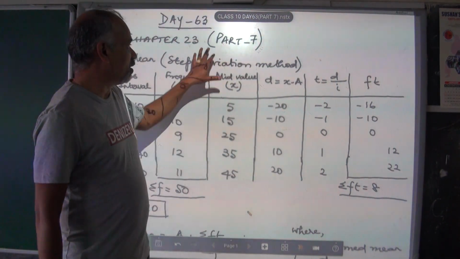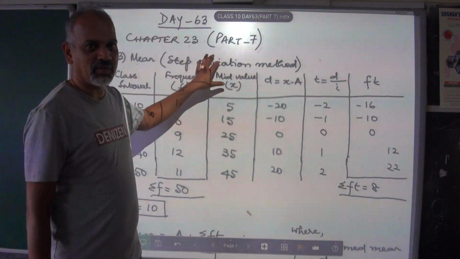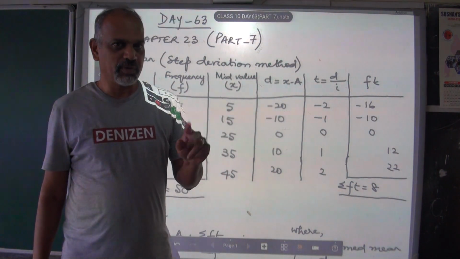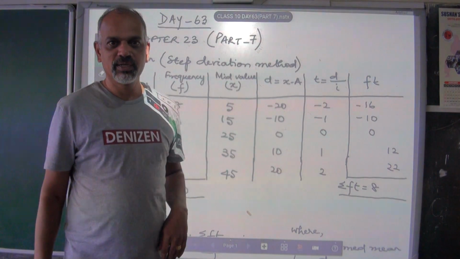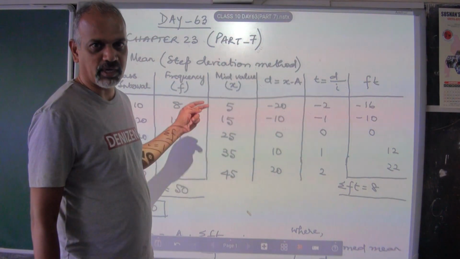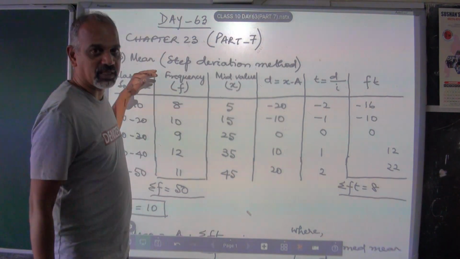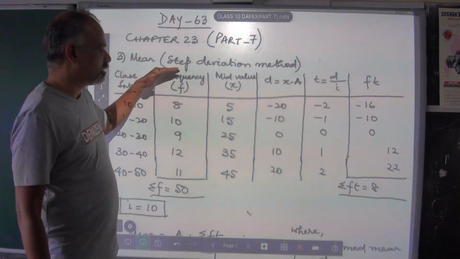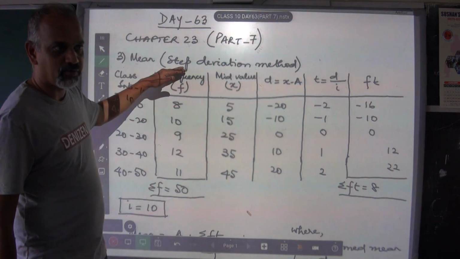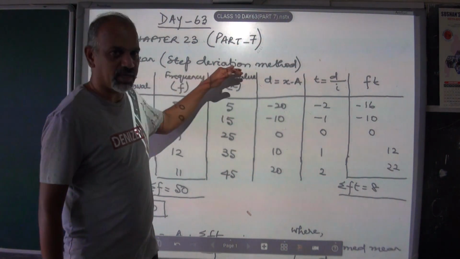So we are in part 7 of chapter number 23. We had done two methods of finding mean. The first method was the direct method. The second method was called the shortcut method. This is going to be the third method of finding mean. It's called the step deviation method. Mean finding using step deviation method.